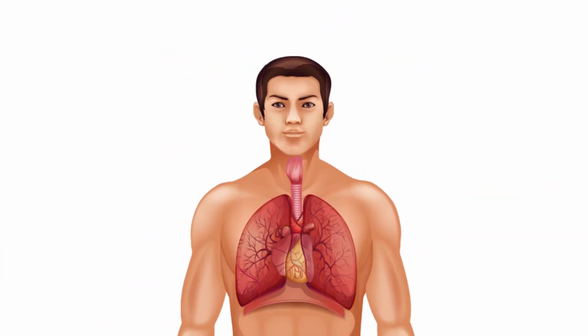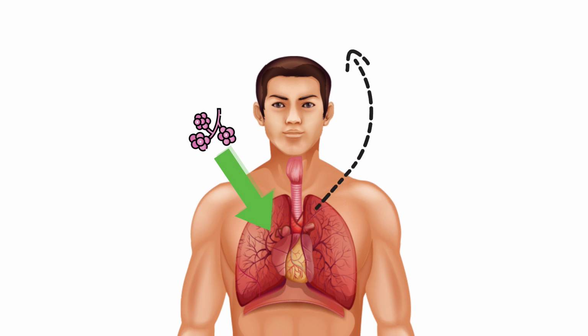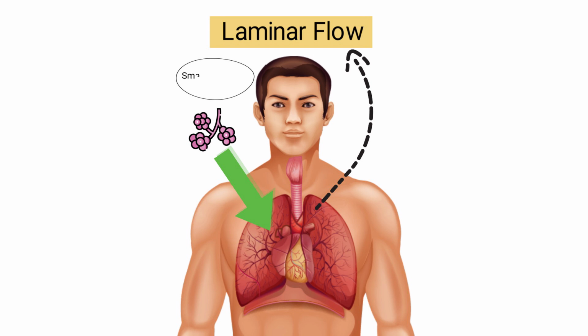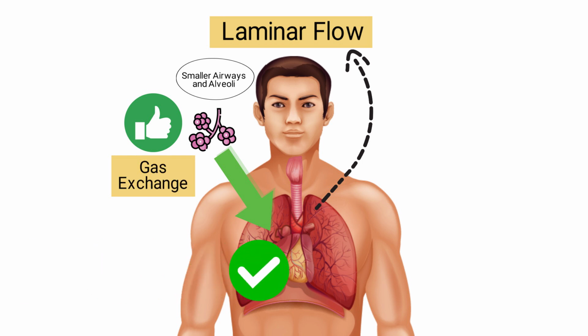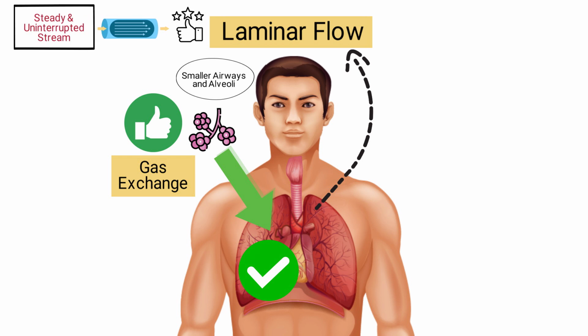In the lungs, air travels through a network of increasingly smaller airways, eventually reaching the alveoli, where gas exchange occurs. The design of the respiratory tract is such that it facilitates laminar flow, especially in the smaller airways and alveoli. This is crucial for efficient gas exchange and optimal respiratory functions. Laminar flow in the lungs ensures that air is delivered to the alveoli in a steady, uninterrupted stream.